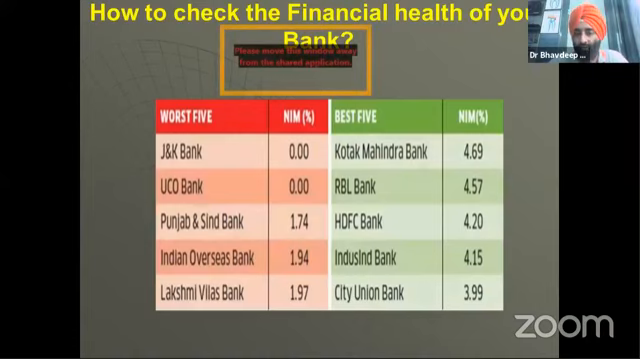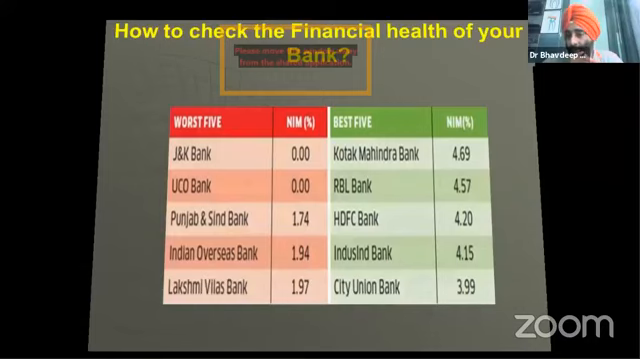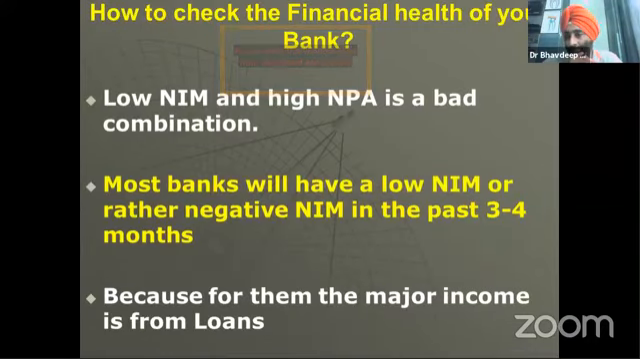The worst five are J&K, UCO, Punjab and Sindh, and Overseas. If you cross check the lending rates loan-wise, most of the nationalized banks will have a difference of 0.05 or 0.1% only. They don't differ by much. So if the bank has a low NIM and a high NPA, that is a really bad combination.